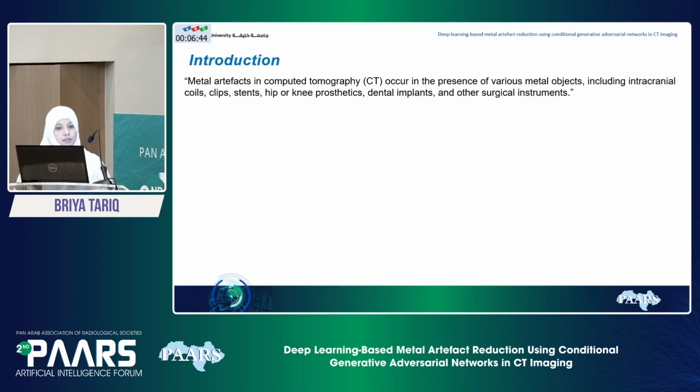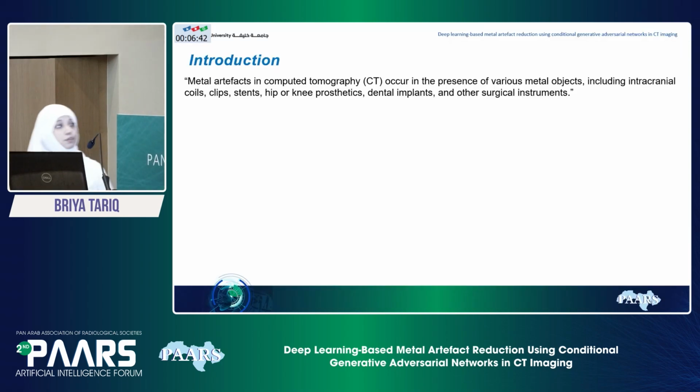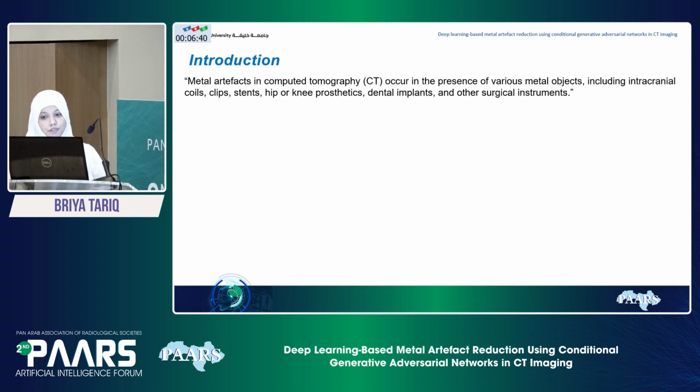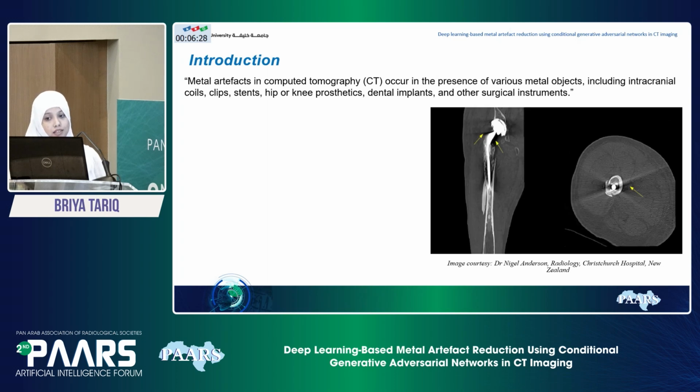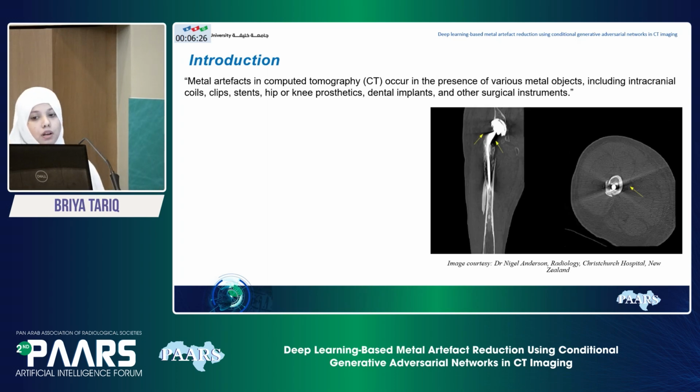In medical imaging, particularly in computed tomography, if there is any kind of metal object present within the body, it will distort the images very much. So it's called metal artifacts, and we can see in this image, it's the image of a hip implant with barium cement.